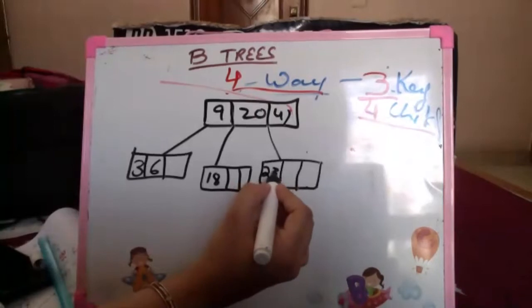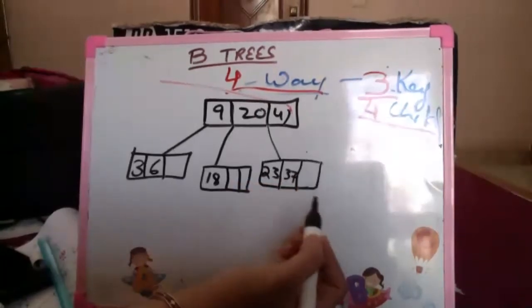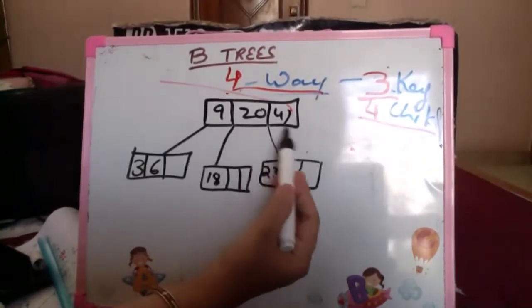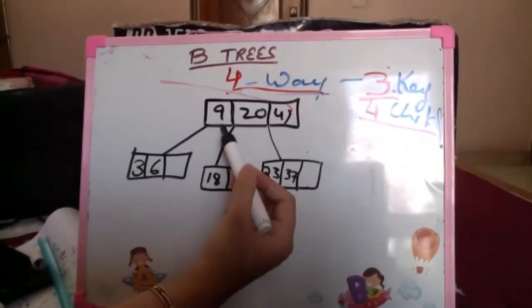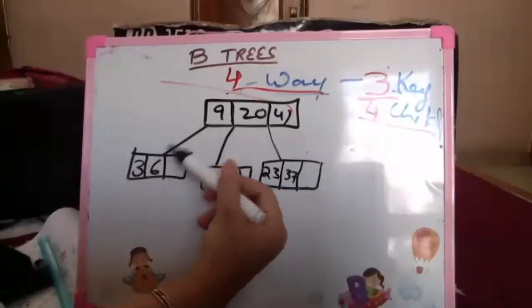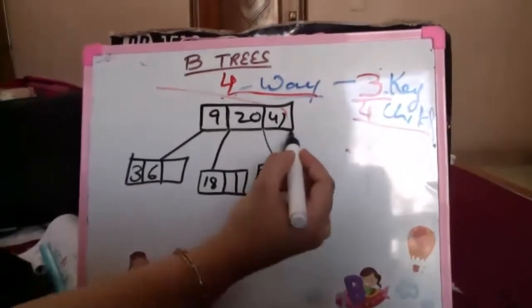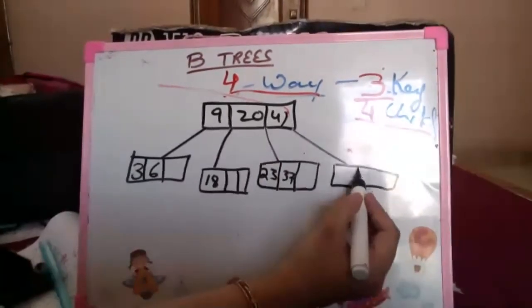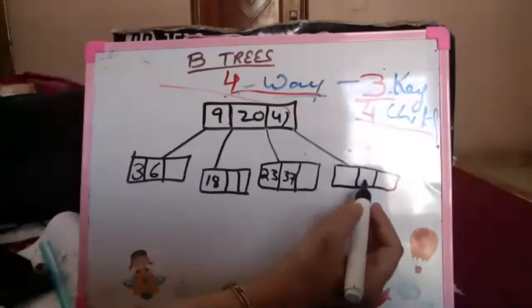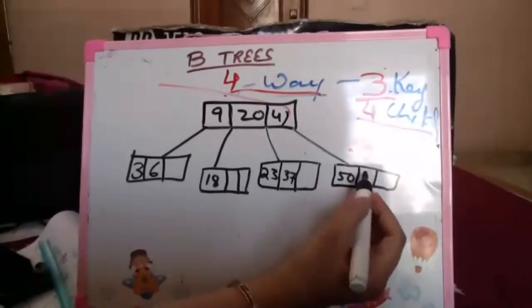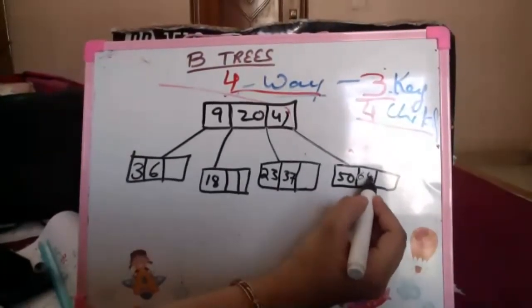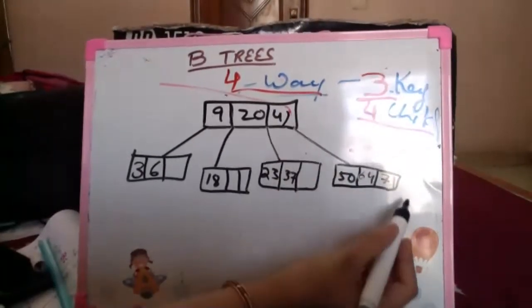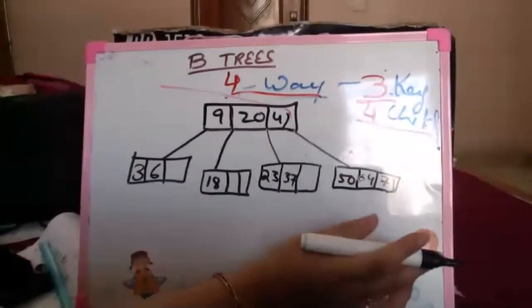And if you can just see the values that I'm putting over here, 23 and 37 lie in between 20 and 41. 18 lies in between 9 and 20. 3 and 6 are less than 9. Similarly, the values of this rightmost child will be greater than 41. And maximum it can have 3 keys. So if it has all three, they have to be greater than the value in the parent's rightmost key, which is 41. So these 3 have to be greater than that.